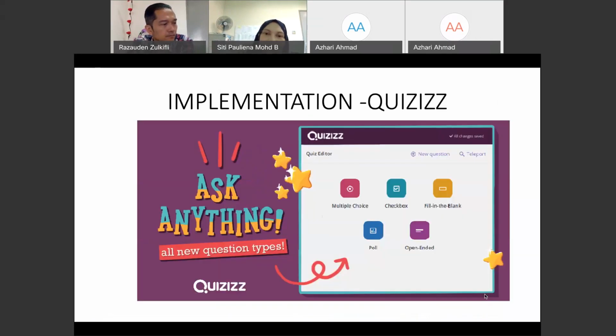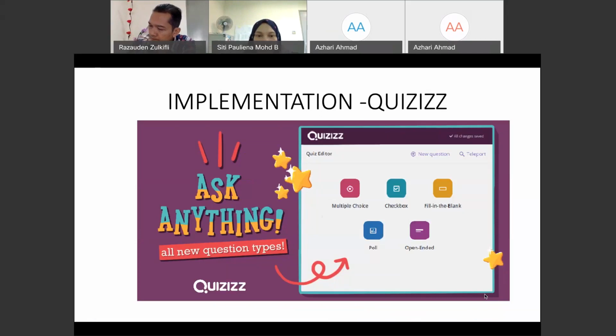Okay. Kemudian ni implementation, quizzes. Okay, so saya guna quizzes ni dah quite a while lah. Saya start guna online tools ni, saya start dengan quizzes dulu. Okay, so quizzes ni dia ada banyak macam-macam jenis soalan yang kita boleh guna. So dia ada multiple choice, ada checkbox, fill in the blank, poll, open-ended.